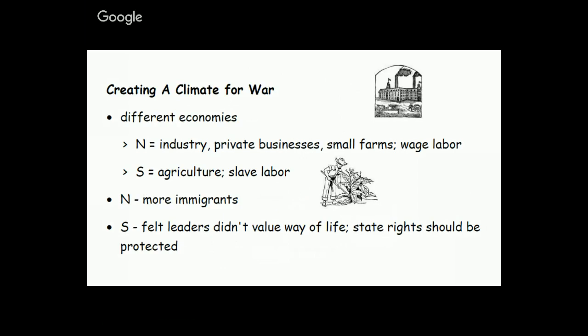In the South, though, most people made their living through agricultural pursuits, meaning they were farmers. Plantation owners depended heavily on slave labor to raise cotton, sugar cane, rice, and tobacco. They worried that America's leaders did not value the Southern way of life, and they believed the rights of individual states should be protected. Many did not think the federal government had the right to tell the states what to do.